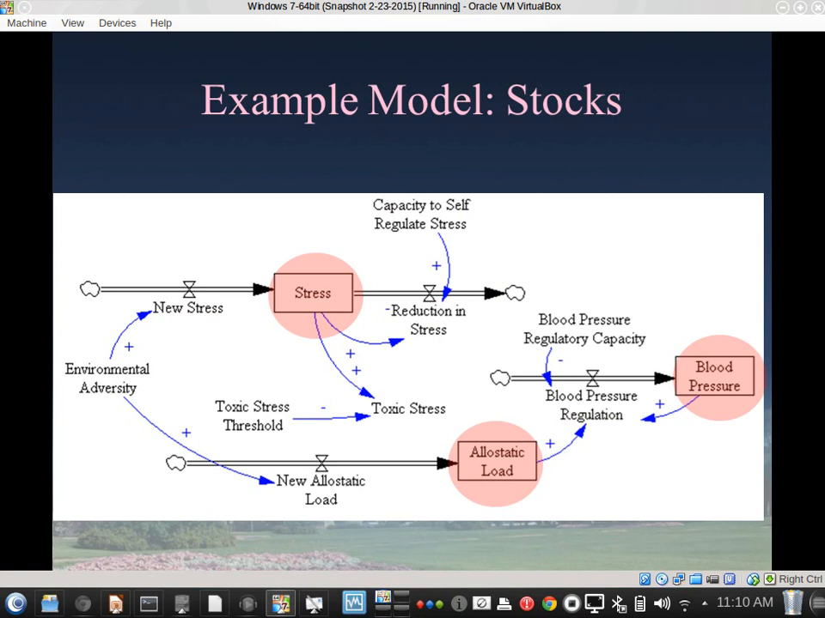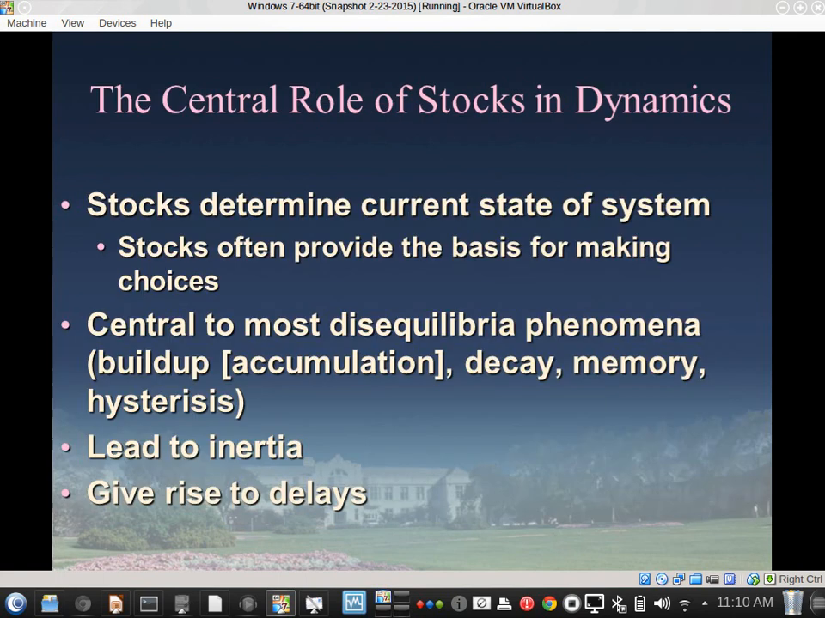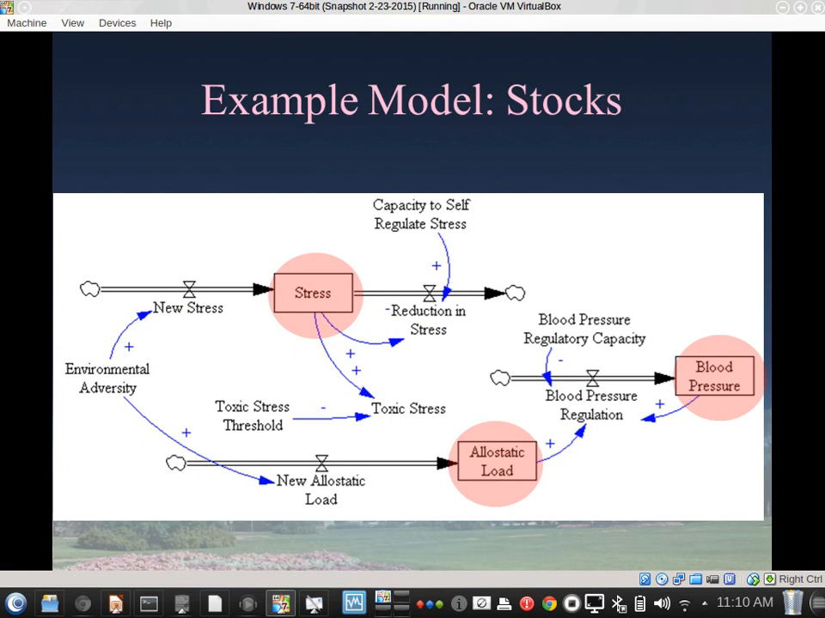They're accumulations. Allostatic load is perhaps most obviously an accumulation. You build up this wear and tear over time. Stress levels also have some measure of buildup. And there may be some reduction in stress due to a variety of different stress reduction mechanisms. These stocks determine the current state of the system. They're central to disequilibria. They're kind of the memory of the system. They give inertia a lot of the time.